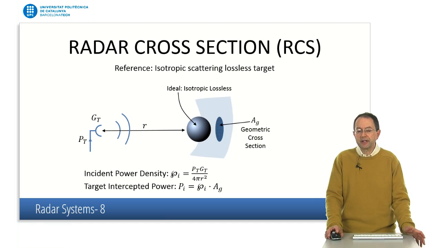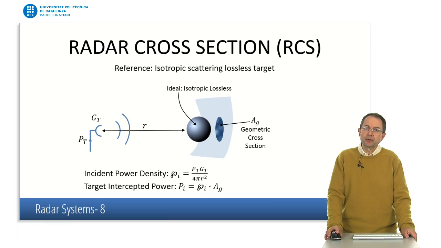In antennas, we define the gain with respect to a simple conceptual antenna, which is an isotropic radiator. Here, in the case of radar, we are going to do something very similar. We are going to take as a reference target to define this radar cross-section parameter an ideal isotropic lossless object. We will represent this with a sphere, because a sphere is almost an isotropic target, and if the sphere is metallic, it can be considered almost lossless. So a sphere is the reference, if you want, to define the radar cross-section.